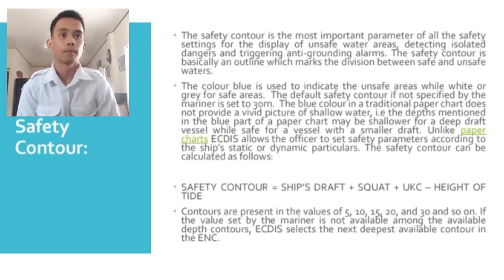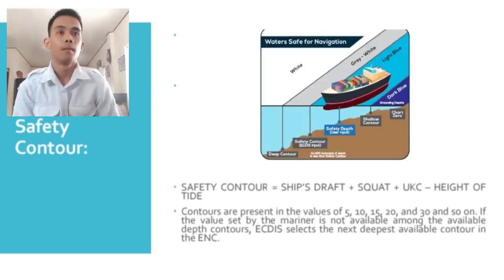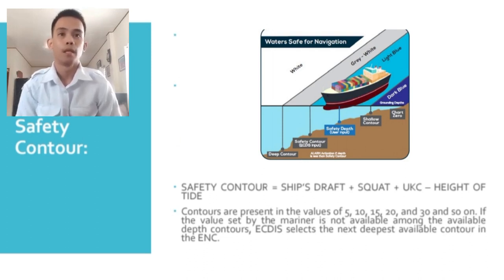So here is the safety contour: ship's draft plus squat plus UKC minus height of the tide. Contours are present in the values of 5, 10, 15, 20, and 30, and so on. If the value set by the mariner is not available among the available depth contours, select the next deepest available contour in the ENC.